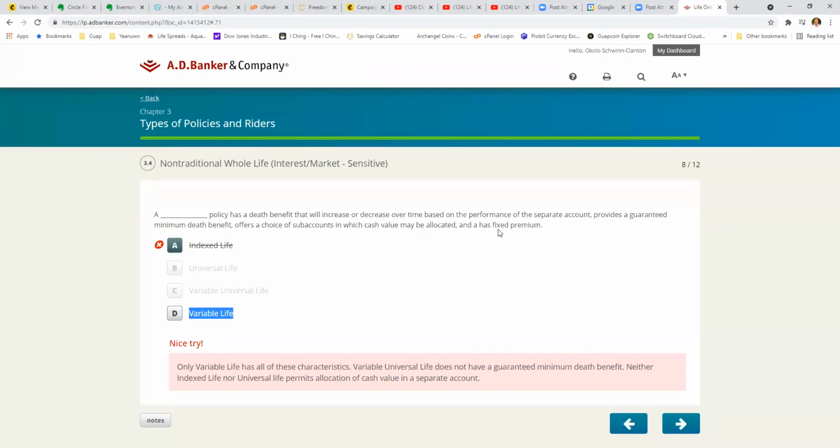And it has a fixed premium. So you could pay $100 a month, a minimum death benefit, but that death benefit and the cash value could increase, or that death benefit could stay the same and the cash value could never increase if the stock market doesn't increase. So that's variable in a nutshell.